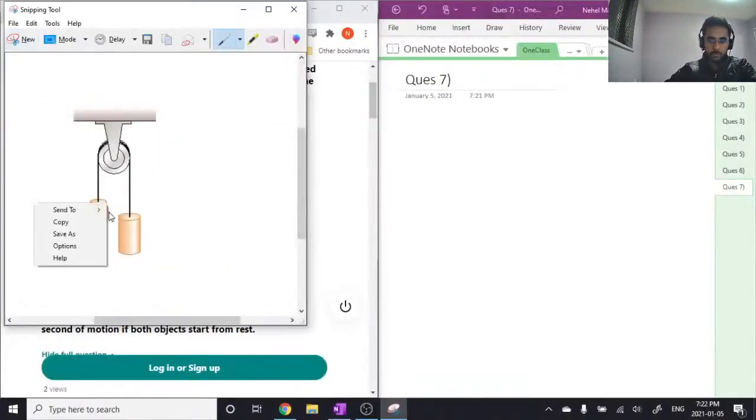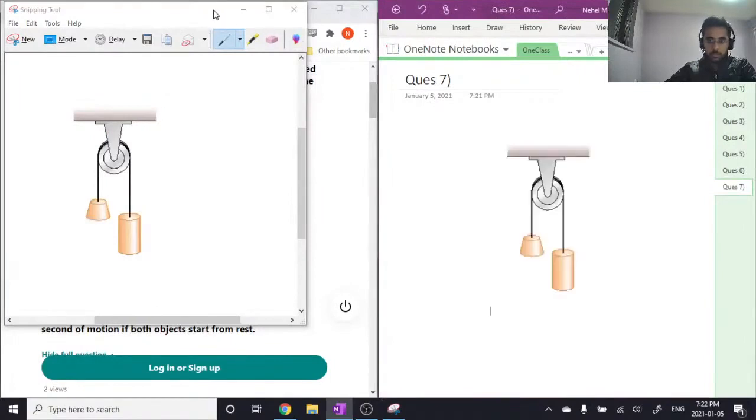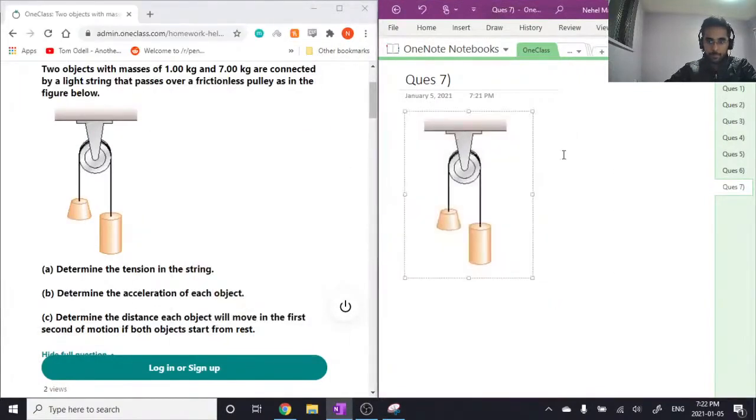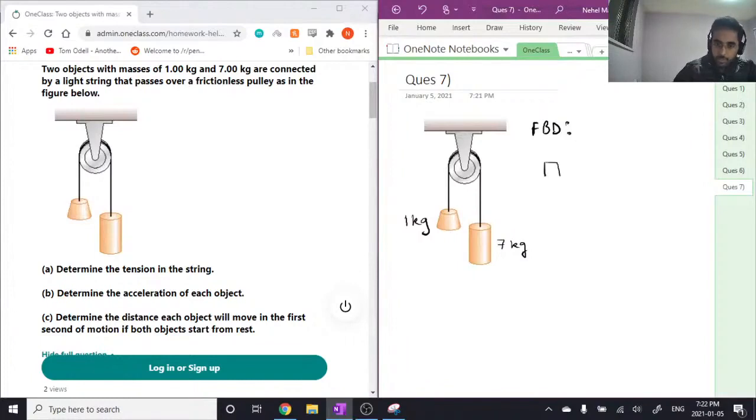So let's copy this diagram over. We're given the two masses to be 1 and 7 kg, and this is 7 kg. The first step would be to draw the free body diagrams. For the 1 kg block, as you know, the 7 kg is heavier, so the 7 kg block is going to go down, and the 1 kg block will be moving up. So it's moving up with, let's call it, M1A.